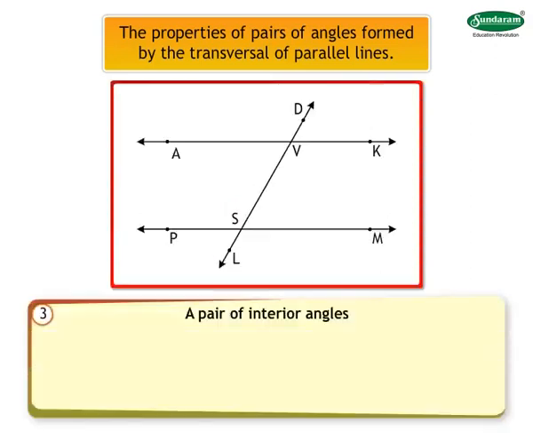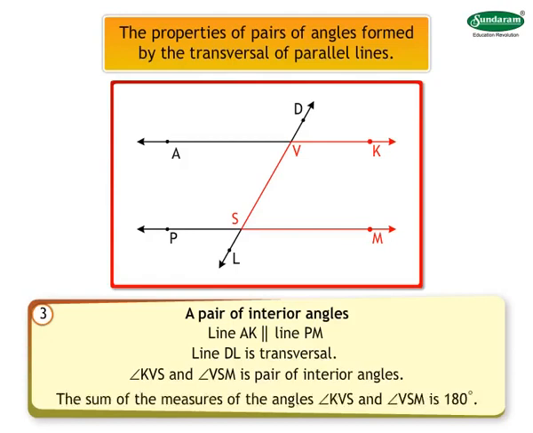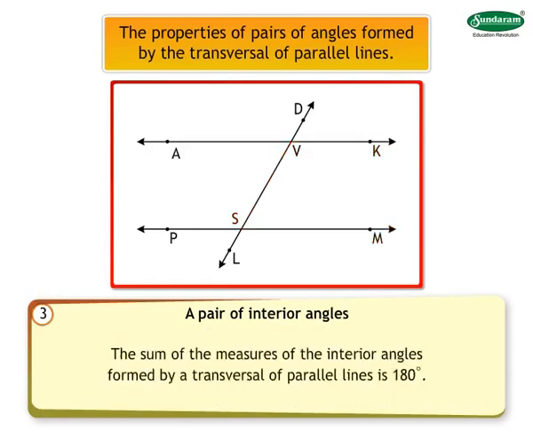Number 3. A pair of interior angles. Look at the figure. Line AK is parallel to line PM and line DL is their transversal. Angle KVS and angle VSM is a pair of interior angles on the same side of the transversal. Measure these interior angles. You will find that the sum of the measures of angle KVS and angle VSM is 180 degrees. The sum of the measures of the interior angles formed by a transversal of parallel lines is 180 degrees.